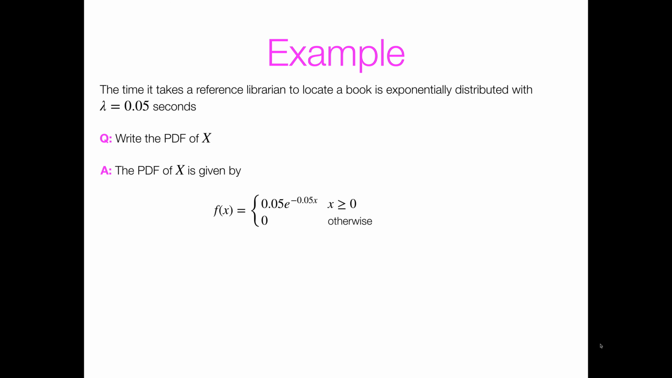So we'll do another example, this time with the exponential distribution. The time it takes a reference librarian to locate a book is exponentially distributed with lambda equal 0.05. Cool, so here's a perfect example of where I said it won't give you the PDF, that's your job. So that's our first task, write the PDF. Well, from the last slide, we know that this is going to be 0.05 times e to the negative 0.05x, anytime x is not negative, 0 everywhere else. Great. We have a PDF. I'm just going to keep the example up there for reference.